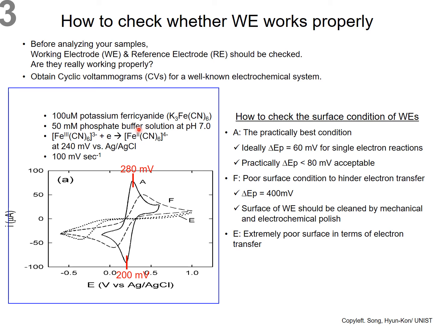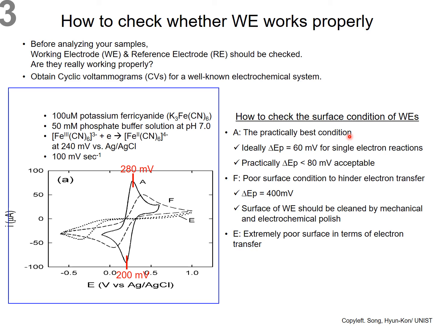To obtain the cyclic voltammogram of this electroactive species, I have used 100 millivolt per second as the scan rate. Then, how to check the surface condition of working electrodes? I have used three different electrodes: electrode A, electrode F, and electrode E. The electrode A shows a very handsome duck-shaped cyclic voltammogram. Probably this electrode A has the practically best condition.